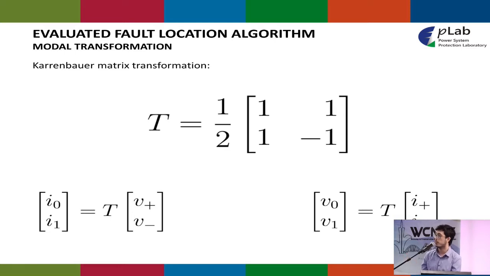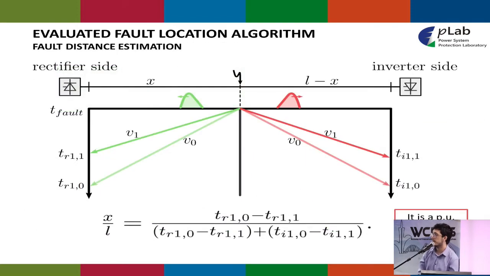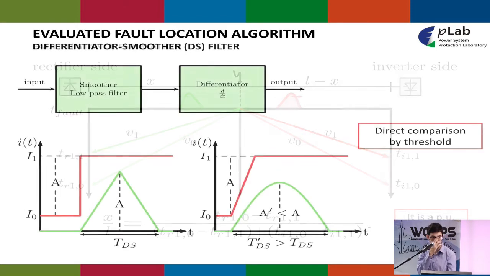Once that is done, we need to filter the signal in order to detect the traveling waves. In this work, we use the differentiator smoother filter, which is simply a smoother block, which is just a low-pass filter in series with a differentiator block. And the work is just like Eduardo explained. You have a step input, and as an output, you have a well-defined triangular waveform, which will be your traveling wave.